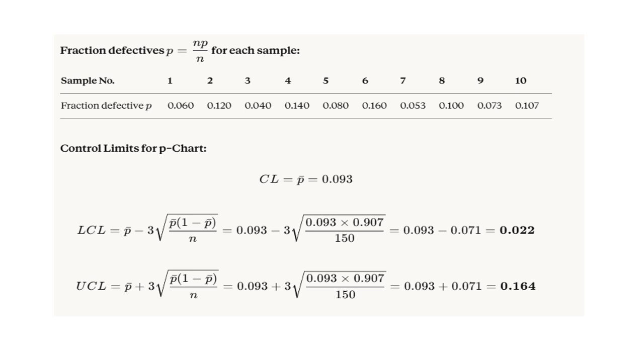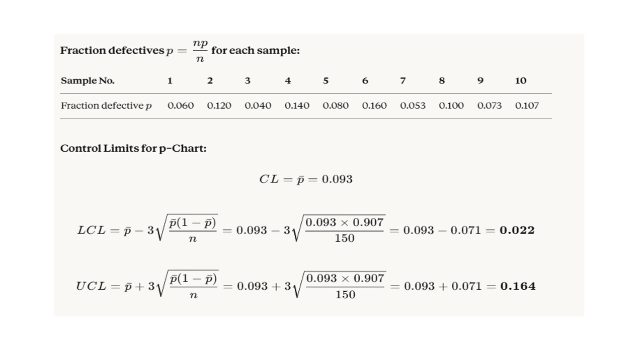From the formula of control limits, we can calculate the control limits for P chart. Before calculating the control limit for P chart, first we have to calculate the fractional defective values, which is nothing but NP by N for each sample. So we know the value of NP as well as N. From that we have to calculate the P value.